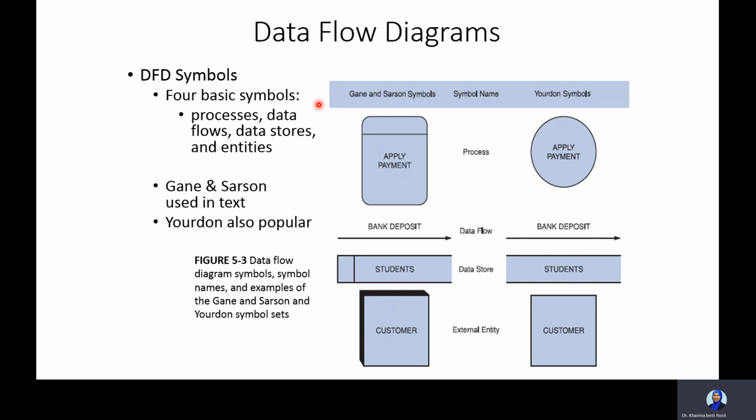So there are 4 basic symbols to represent the process, the data flow, the data store, and also the external entities. All these 4 symbols, you can choose whether you want to use Gane and Sarson symbols or Yourdon symbols. So you choose either one, either Gane and Sarson symbols or Yourdon symbols.